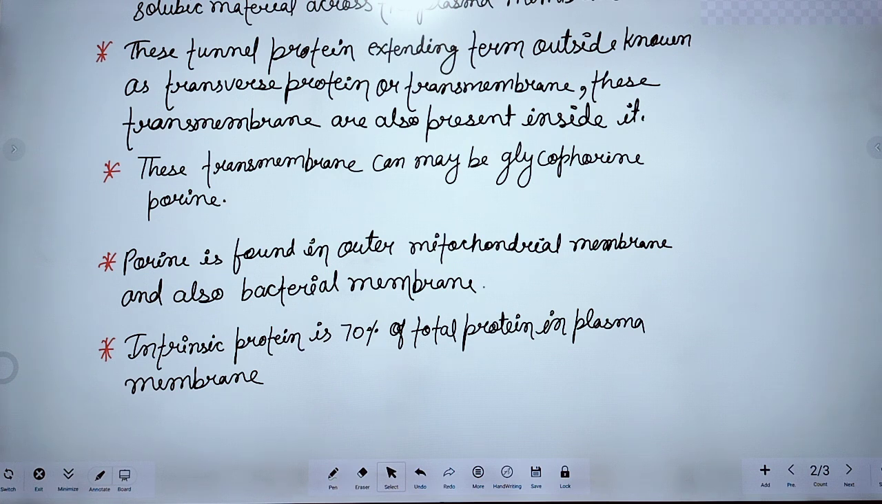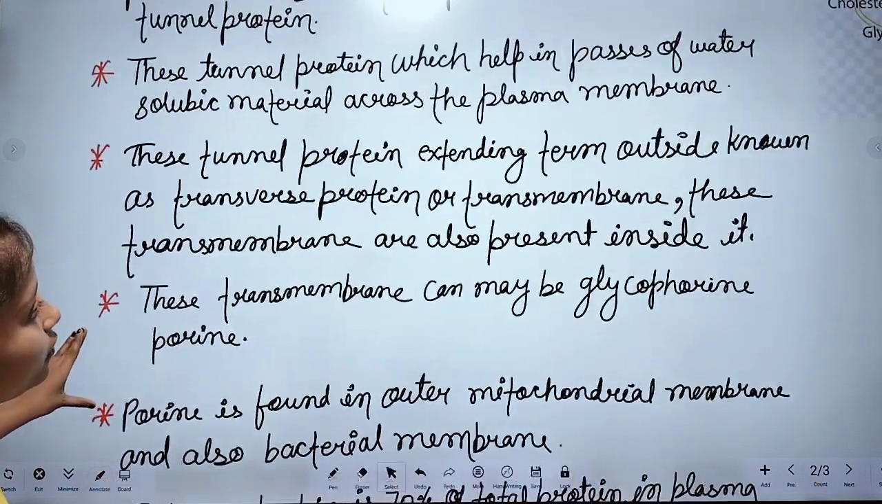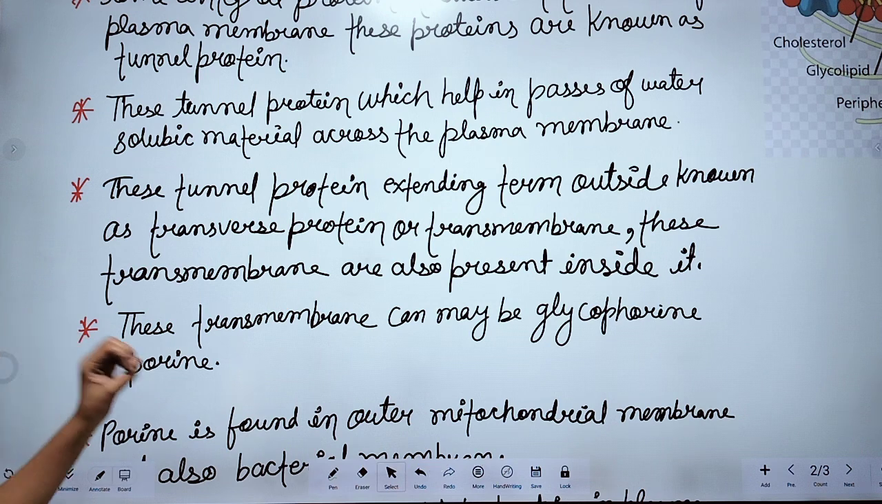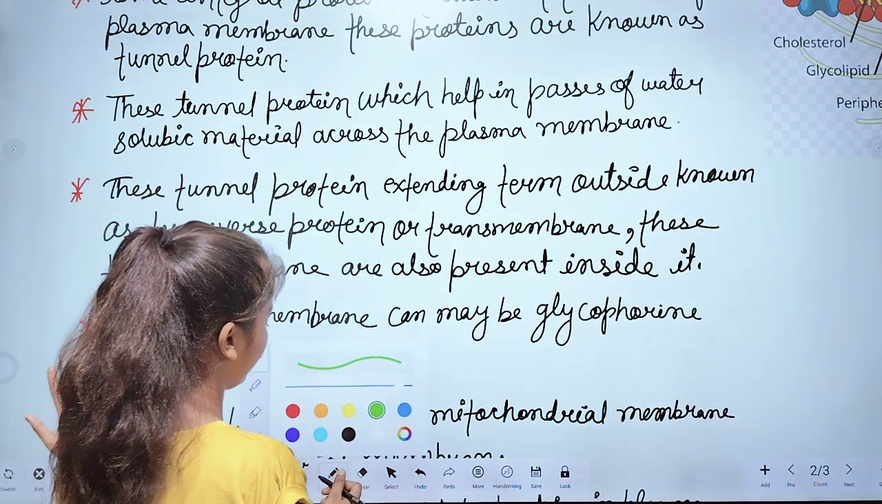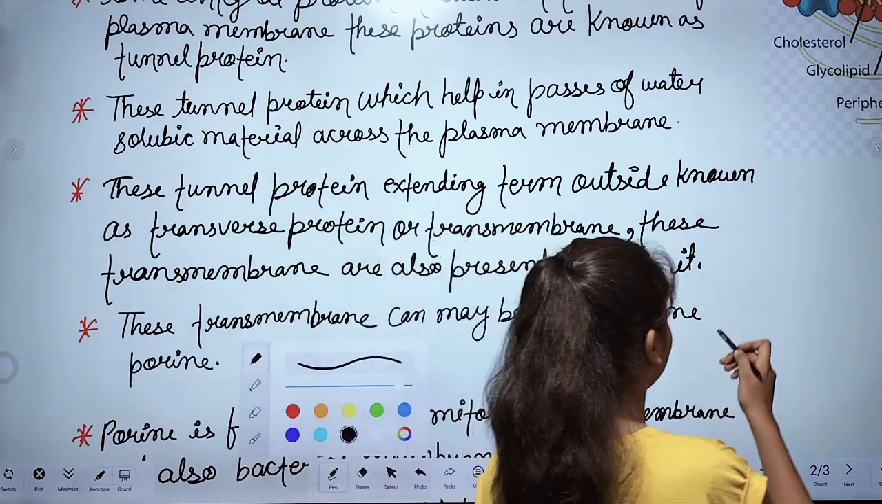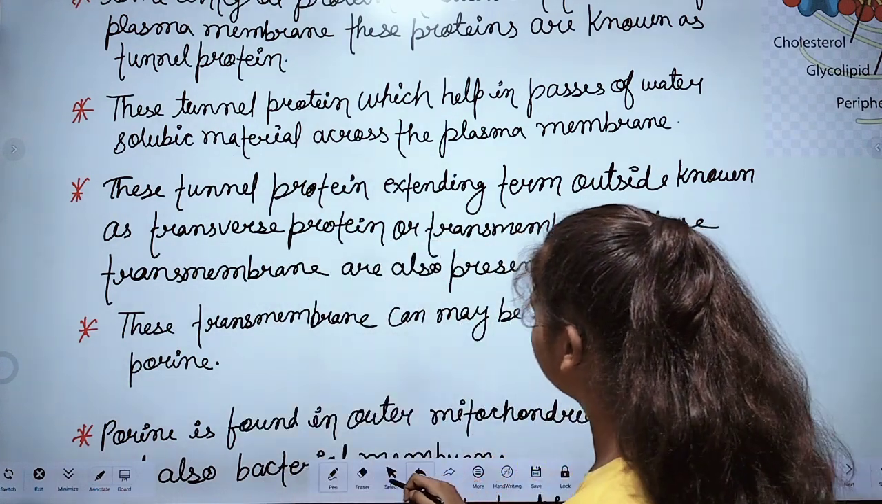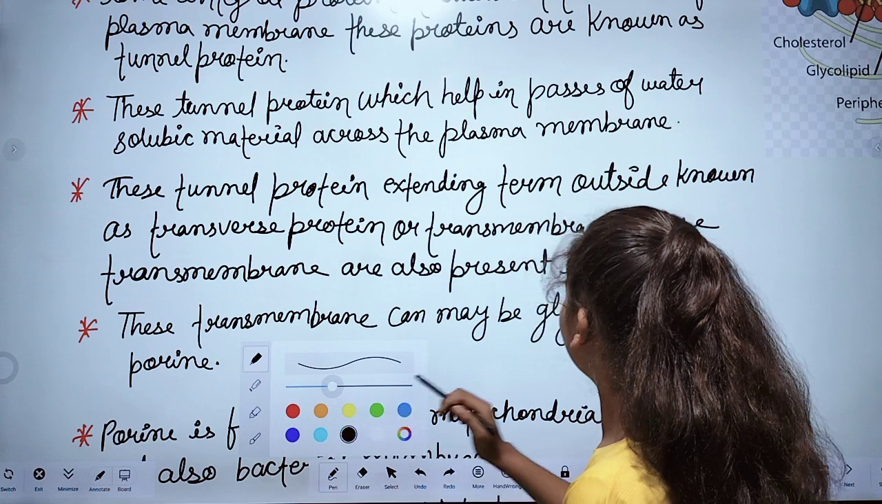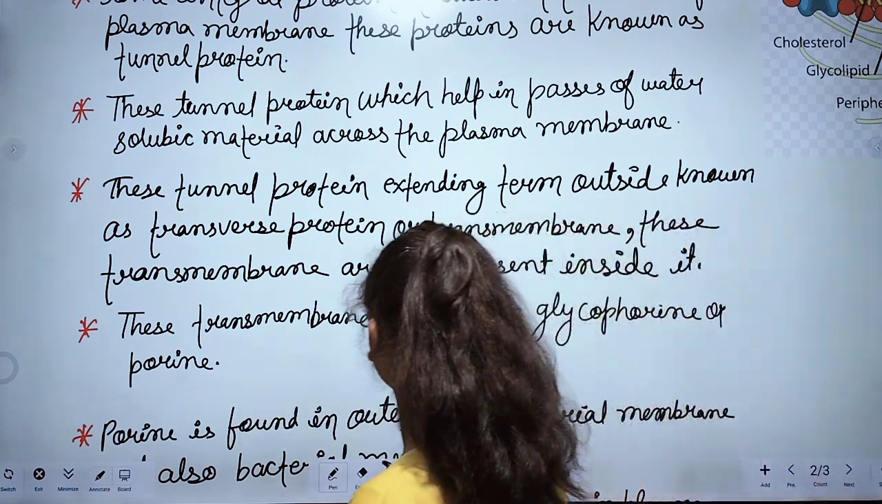And after that, this transmembrane can be a tunnel protein extending from outside, known as a transverse protein or a transmembrane protein. These transmembrane proteins are also present inside it, and this transmembrane can be glycophorin or porin.